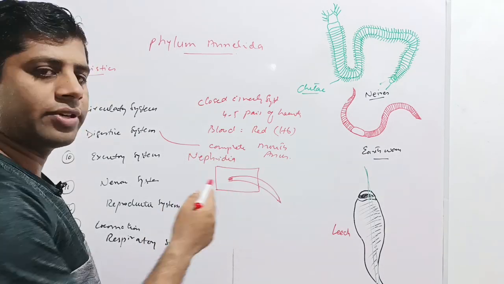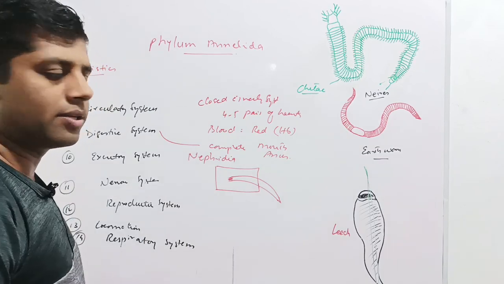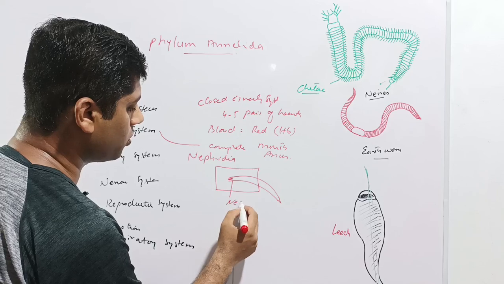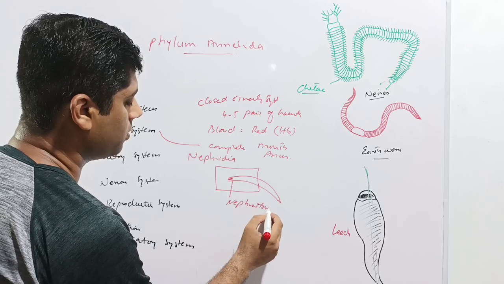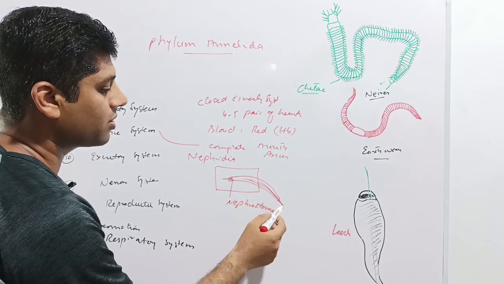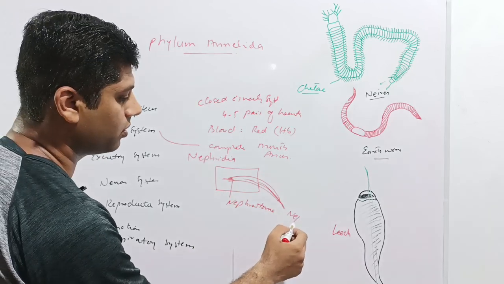Let's say this is a segment of an annelid, and in each segment there is a nephridium. Nephridia comprise two parts. The mouth of the nephridium is called the nephrostome. The nephrostome collects the waste from the segment and then removes it through the excretory pore called the nephridiopore.